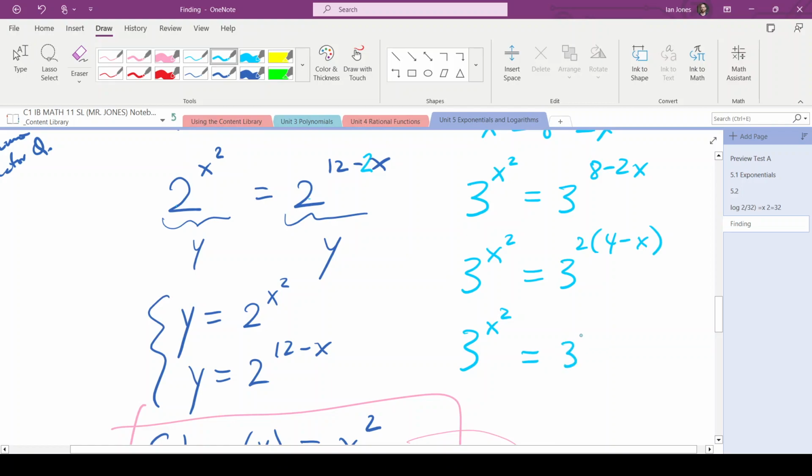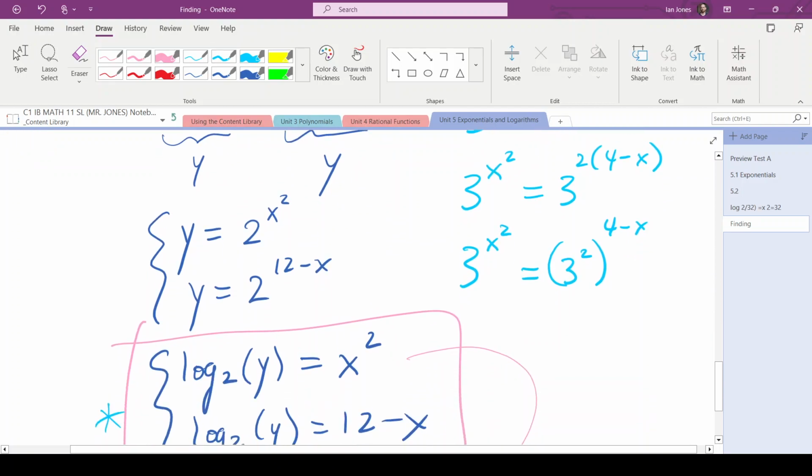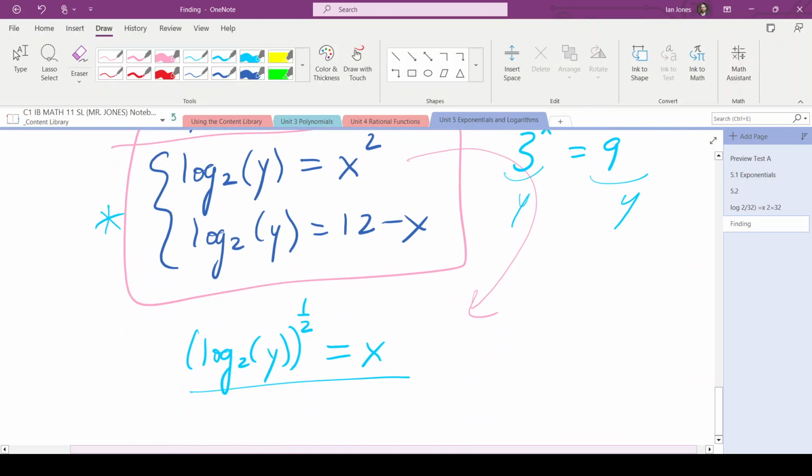This then would be 3 squared to the 4 minus x, right? Because this here would be like 2 times 4 minus x. That's what we have. And so now I have 3 to the x squared equals 9 to the 4 minus x. And then I could make each one equal to y and turn those into logs.